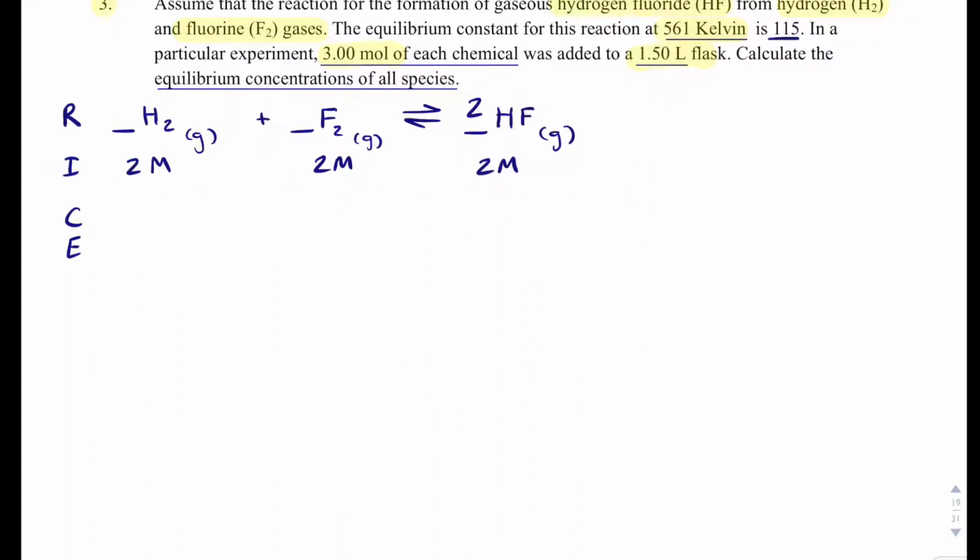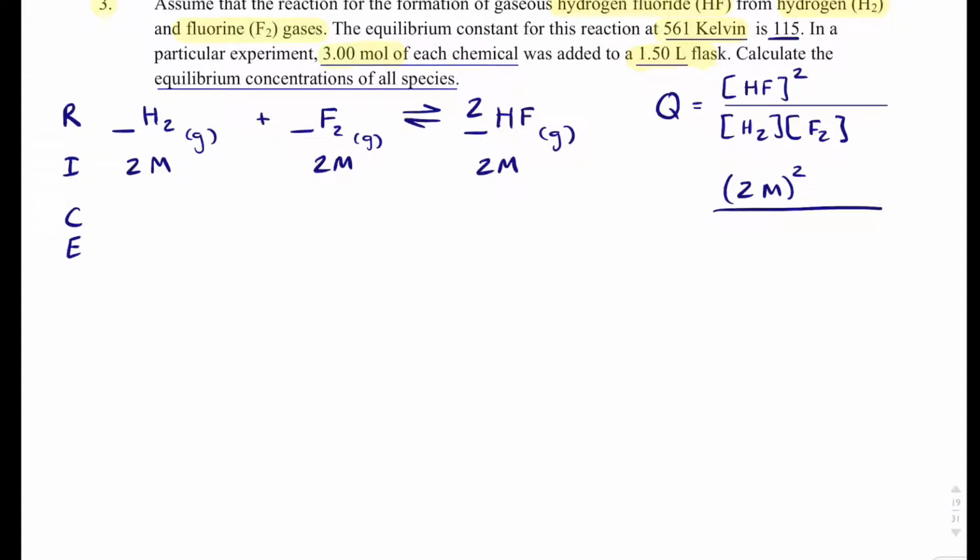So what I need to do is, I've got values of everything, but I'm not at equilibrium just yet. So when I'm not at equilibrium, I need to use Q. And Q is solved for using the same way we solve for K. And that is just products divided by reactants. And so I'm going to solve for Q. The molarity of everything is 2. And when I do this, hopefully your mental math can do this. But if not, no big deal. Just plug it into your calculator. And I get 1 for my Q.